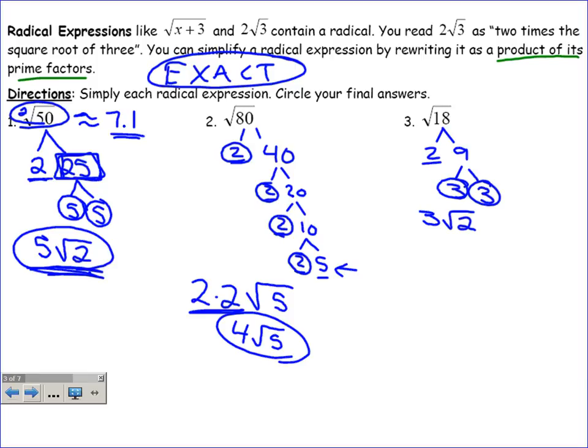We're going to look at these items here. So my answer here is 3 times the square root of 2, because there's a pair of 3's. So whatever you have a pair of is what you can pull out on the outside.